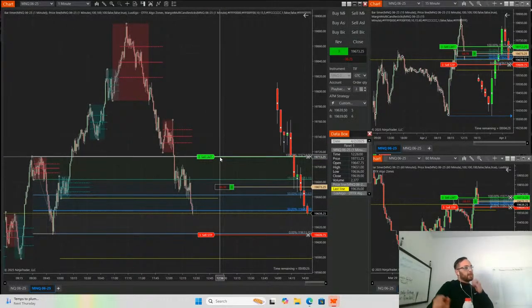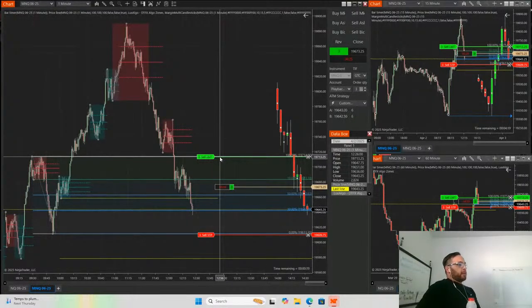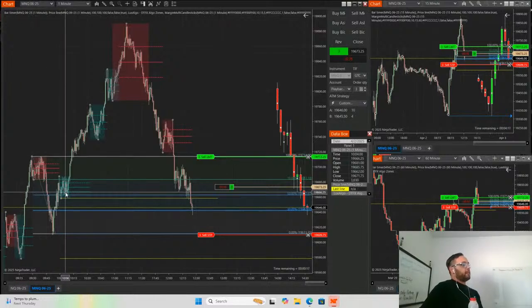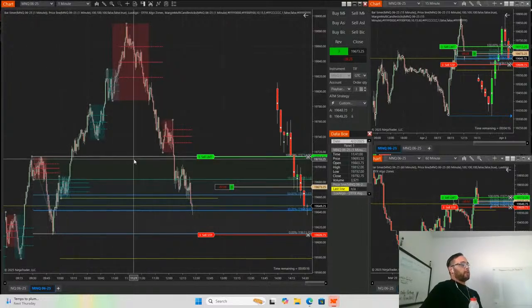So not the best entry. Kind of going against the model of 10 points there. As soon as I got that, it should have just been boom, 10 points. And honestly, man, I would have been in the money already. Going to 10 points, I like this.